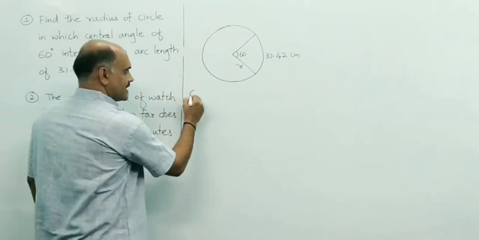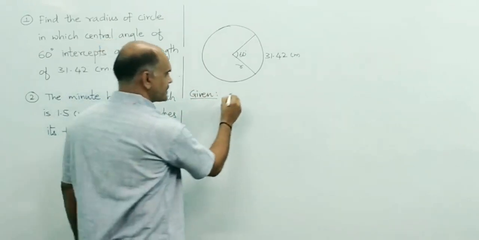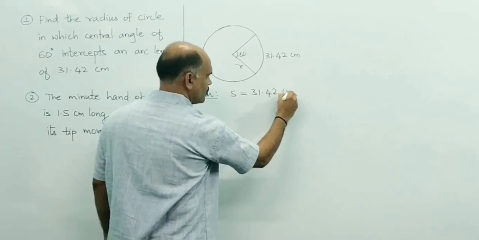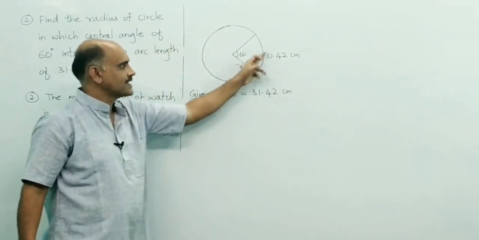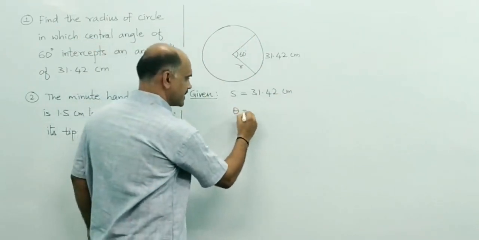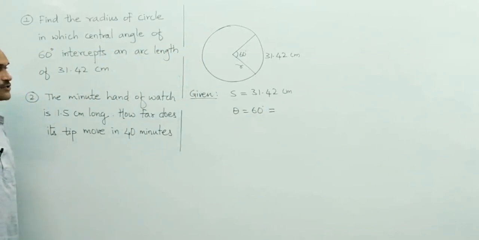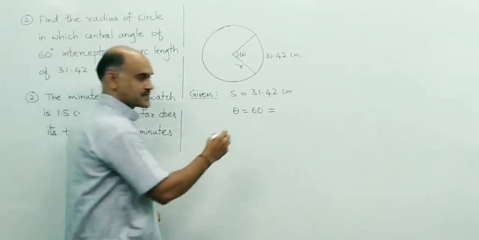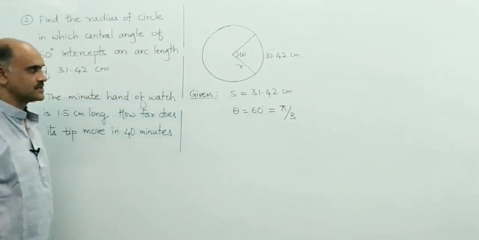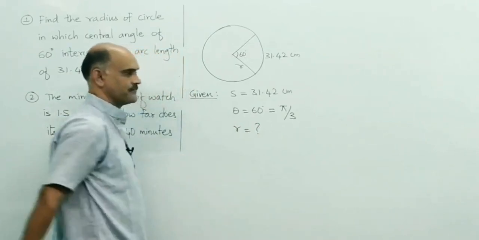So now, given S he has given, S is equal to 31.42 centimeter, arc length he has given. Theta he has given 60 degree, but to solve, theta has to be in radian. So 60 in radian is pi by 3. You are required to find radius R.